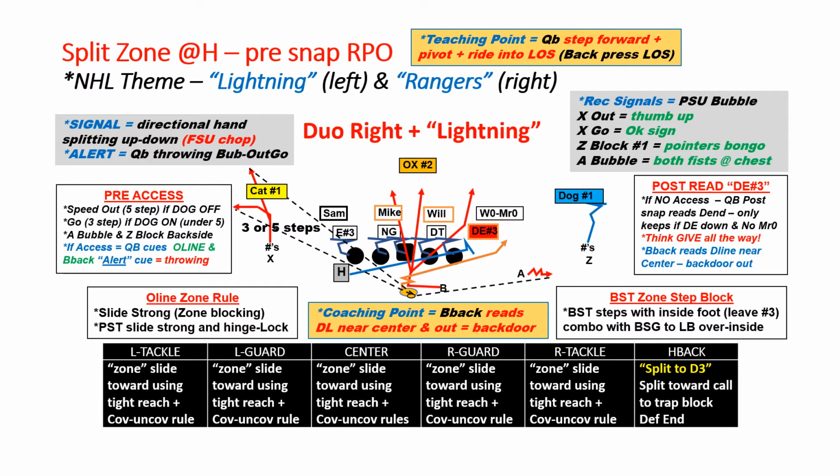Another thing we can do here is if you as a coach want to tell the quarterback to think pass first, we can put the alert signal in to the quarterback where it's just taking a pointer to the side of your eye. All that does is tell him to think pass first, PRO, versus run first, RPO.